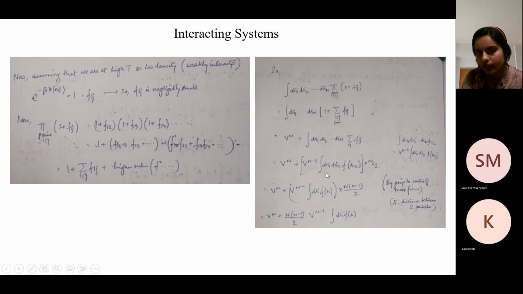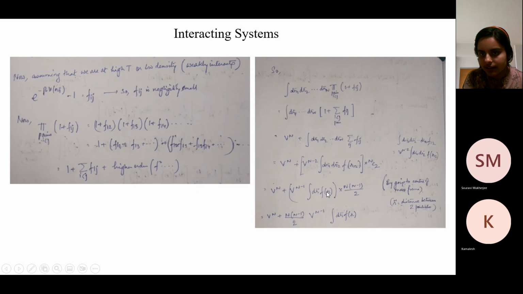So what that means is that we consider one particle to be fixed, and we see that at a distance of r, if there's another particle, what is the potential that it sees. And so what we do is we take another position coordinate out. So we get V to the power n minus 1, and we integrate over r, where r is the distance between the two particles.